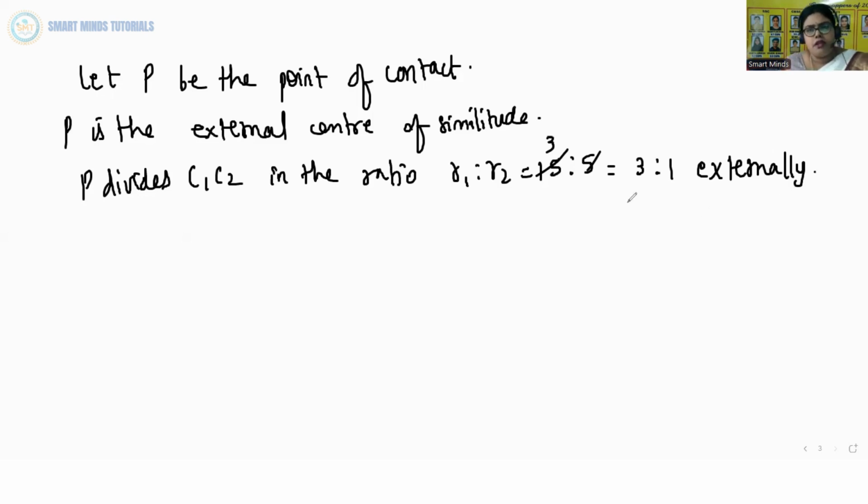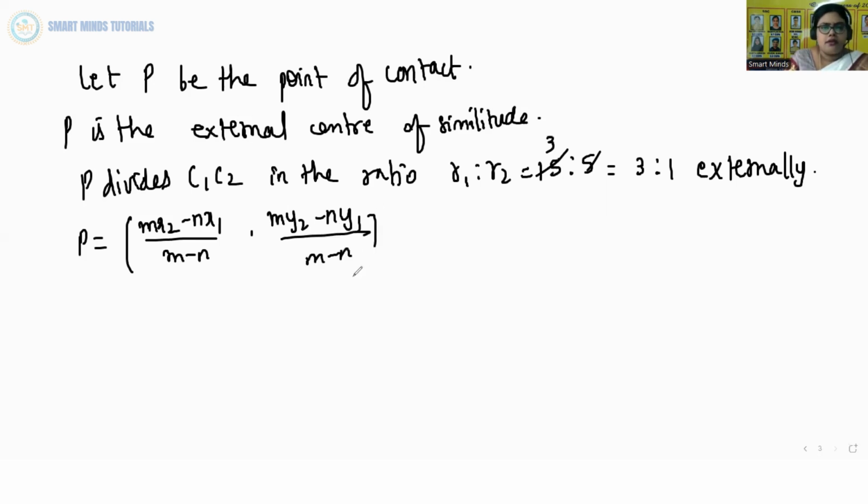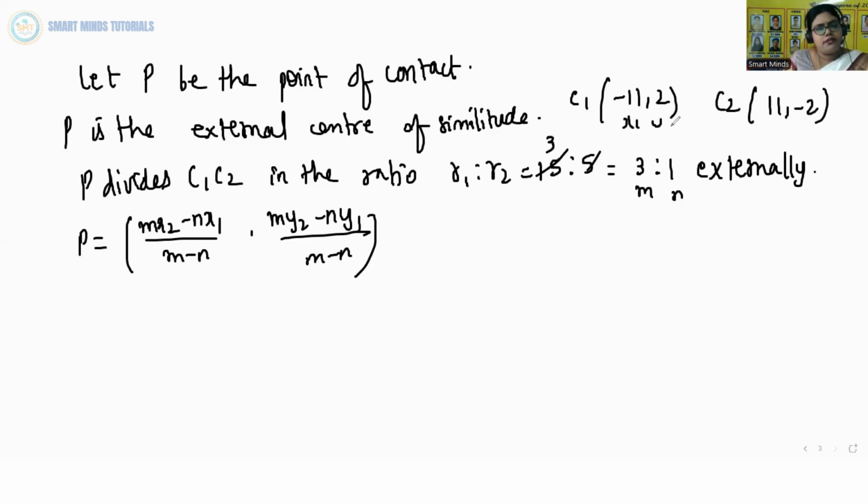Why did we write externally? Because the point is lying outside the circles. So whenever point divides externally, we take section formula with a minus sign. So m x2 minus n x1 by m minus n, m y2 minus n y1 by m minus n. So we take 3 and 1 as m and n, and both the centers we take x1 y1 and x2 y2. So what is the first center? Minus 11 comma 2, and the second center is 11 comma minus 2. So we take these as x1 y1 and x2 y2.